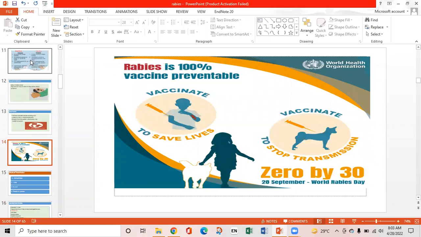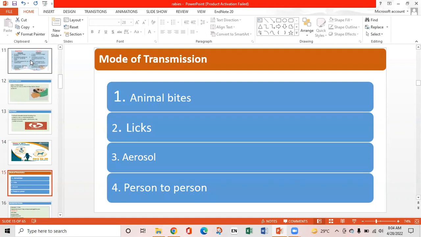Rabies is 100% vaccine preventable. To stop the transmission, vaccination should be done for all the people. Mode of transmission: four factors are involved: animal bites, licks, aerosols, and person-to-person transmission.